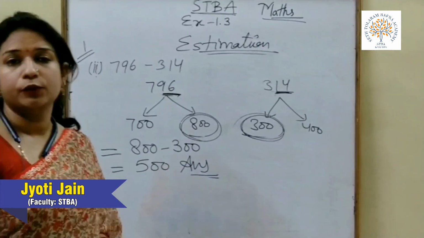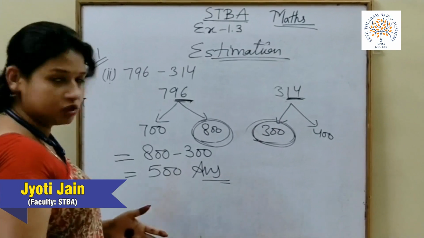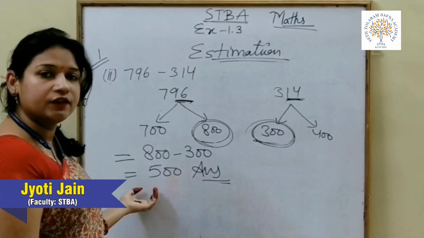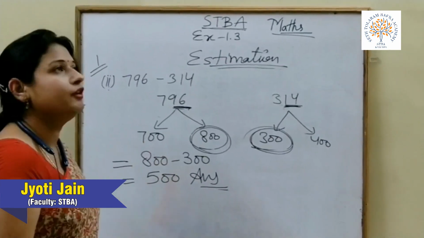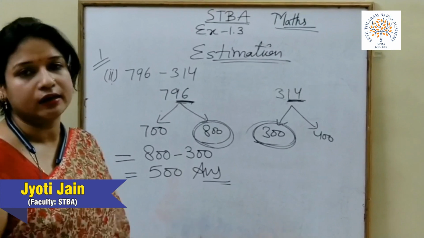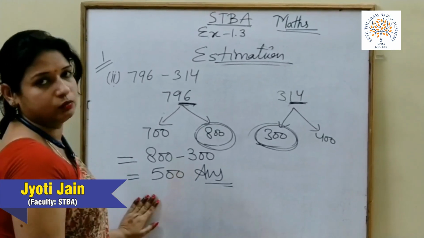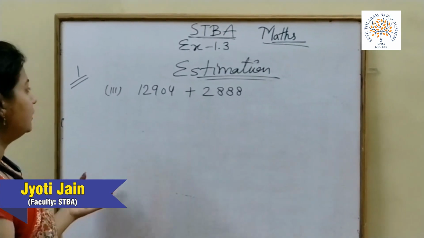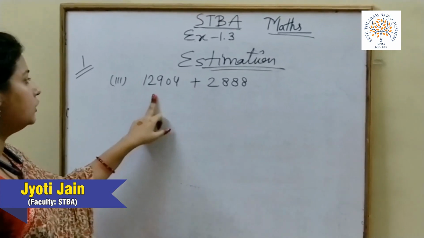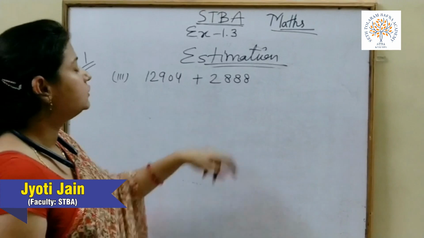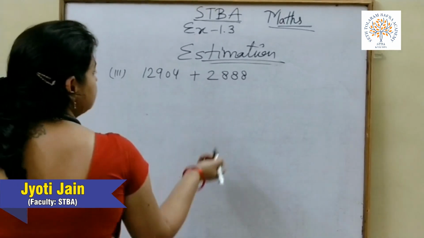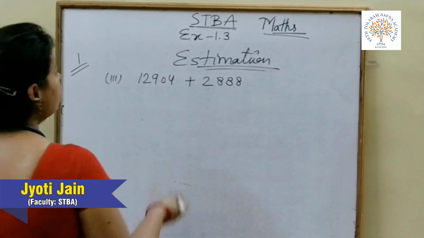Estimation always helps you to do large calculations in a quick way. It will save your time, and we will use this method only if there is no necessity to give an exact answer. Only then we will use these rules. So the third one is 12,904 plus 2,888. This time we will convert them into the nearest 1000.